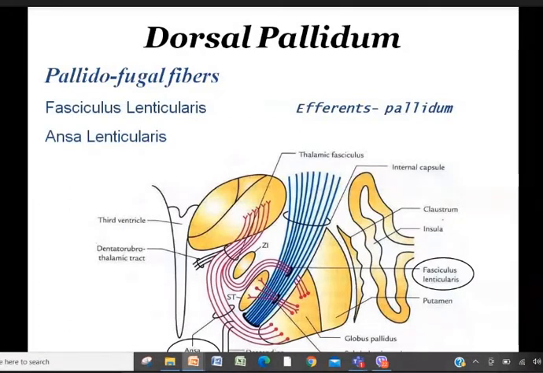Now this is important. So fasciculus lenticularis and ansa lenticularis. Look at it. This is fasciculus lenticularis and this is ansa lenticularis. These are the fibers which are present in the dorsal pallidum, or you can say pallidofugal fibers. Okay. Now we'll go into details about this.